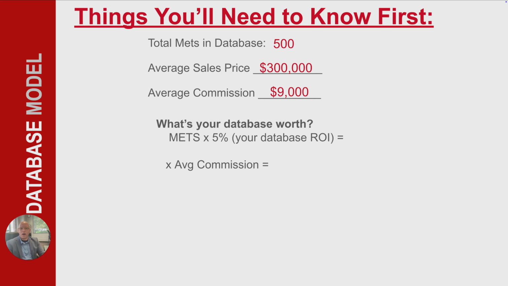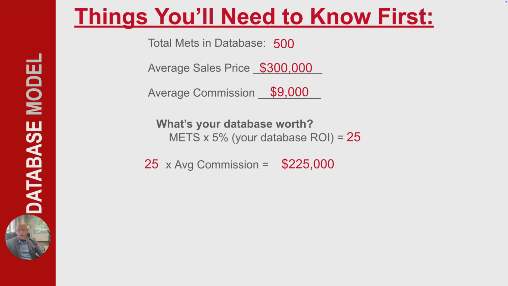So then you go through and you talk about, okay, what's your database worth? You're going to take your number of METs and you're going to times that by 5%. And that's your database return on investment. Gary talks about if you're actually communicating with your people in a systematic way of at least 36 times a year, then you should be able to get at least a 5% return on investment. So if you had 500 people in your database, you should get 25 pieces of business, assuming that you're communicating with them on that 36 touch. Then you take your 25 times your average commission of $9,000, and you get $225,000.